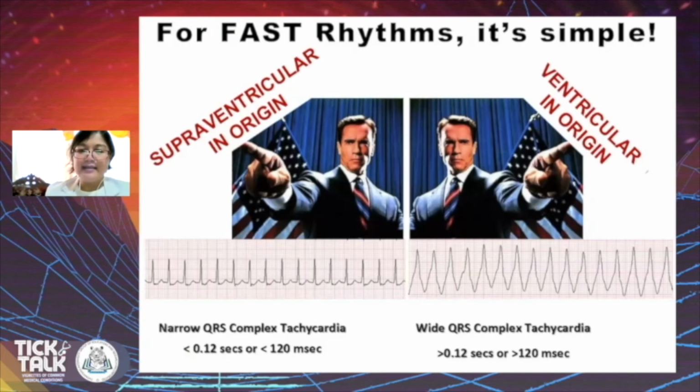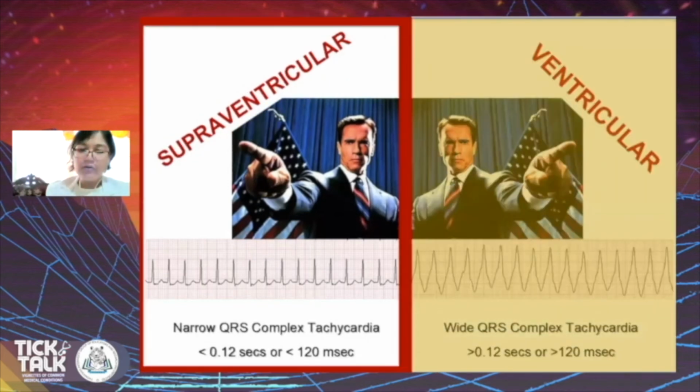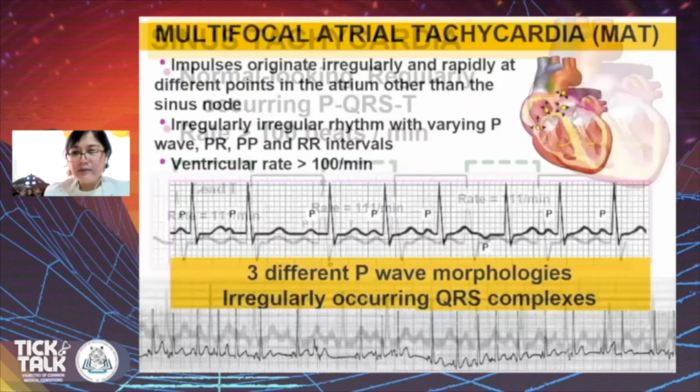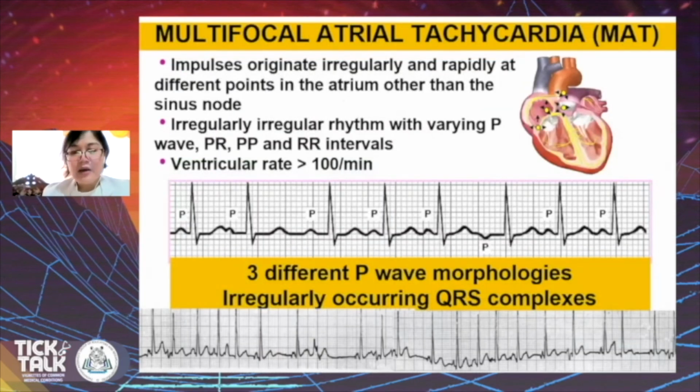Okay, so let's talk about supraventricular or narrow QRS complex tachycardia. The first one wouldn't have to worry us because it's just sinus tachycardia, which we've discussed earlier. Now, remember a while ago when we were discussing the P waves, we said that the P wave in a particular lead should all look the same and have the same morphology and size. Now, in this particular abnormality called multifocal atrial tachycardia, or MAT, the electrical impulse originates irregularly and rapidly from different points in the atrium other than the sinus node.